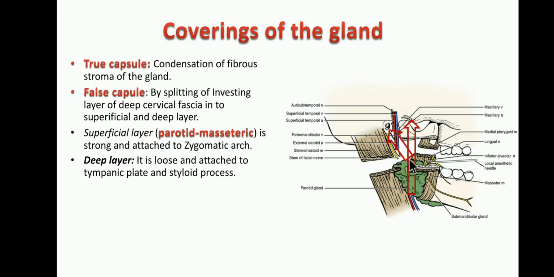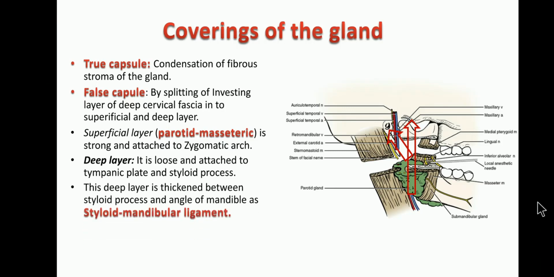So the deeper layer of the investing layer attaches to the tympanic plate and the styloid process. Now it is this deep layer which thickens from the styloid process to the angle of the mandible as the stylomandibular ligament. So the stylomandibular ligament is a thickening of the investing layer of deep cervical fascia. That is about the true capsule and the false capsule. Next we will pass on to the presenting parts.